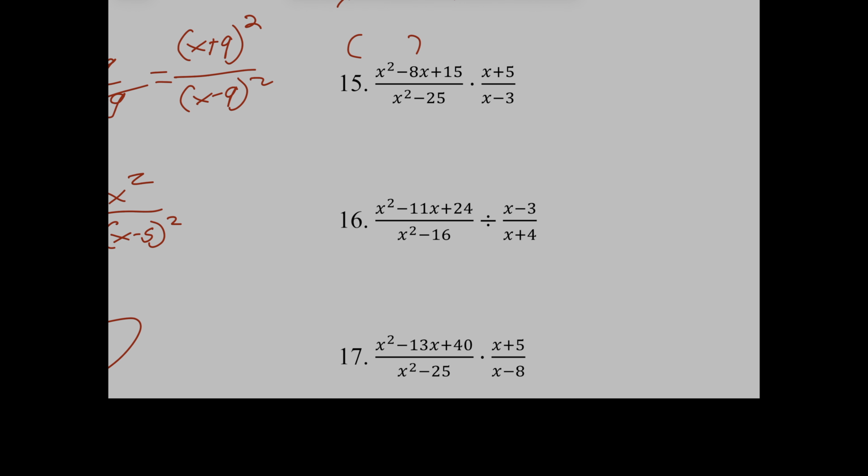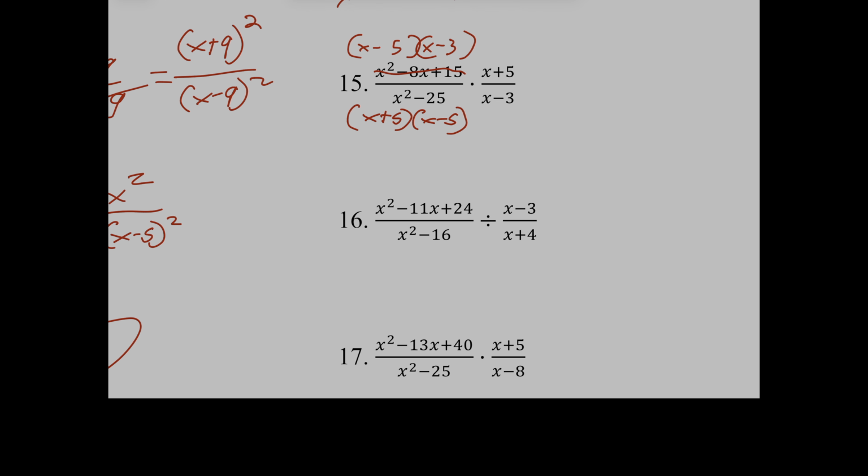Okay, so third term positive, so that means my signs are the same. Doesn't mean they're plus or negative, it just means they're going to be the same. But I take the sign in the middle, which is going to be minus, minus. What multiplies to 15 and adds to 8? That's going to be a 5 and a 3. All right, now let's look at the bottom. Difference of two squares, that's going to be x plus 5, and that's going to be x minus 5.